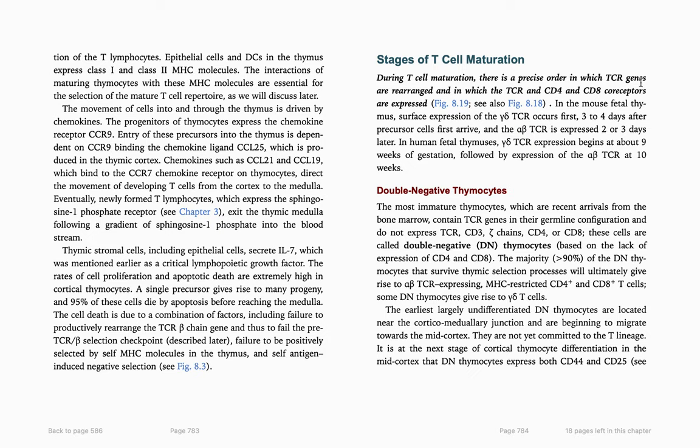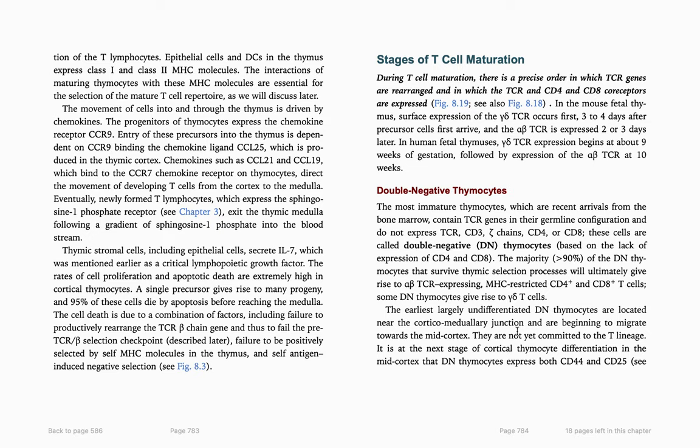Double negative thymocytes. The most immature thymocytes, which are recent arrivals from the bone marrow, contain T cell receptor genes in their germline configuration and do not express the T cell receptor, CD3 epsilon, zeta chain, CD4 and CD8. These cells are called double negative thymocytes based on the lack of expression of CD4 and CD8. The majority, greater than 95%, of the double negative thymocytes that survive the thymic selection process will ultimately give rise to alpha beta T cells, MHC restricted CD4 and CD8 T cells. Some double negative thymocytes give rise to gamma delta T cells.